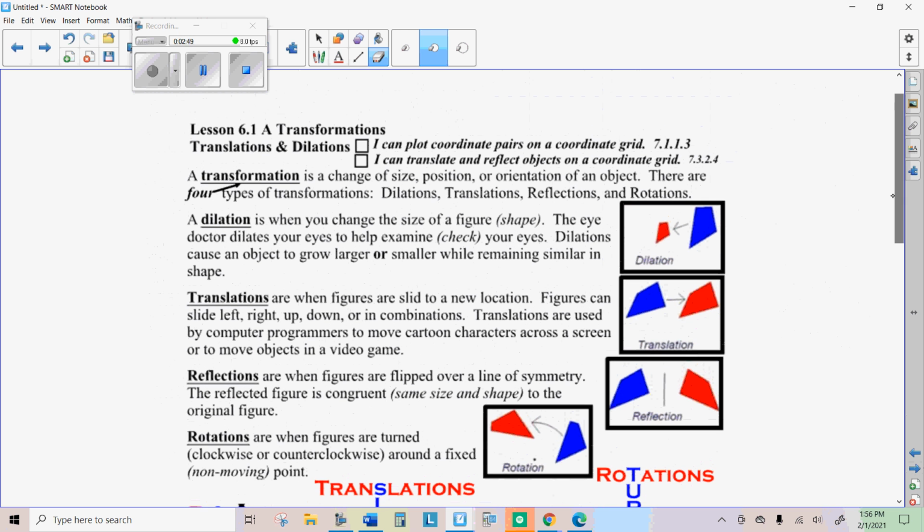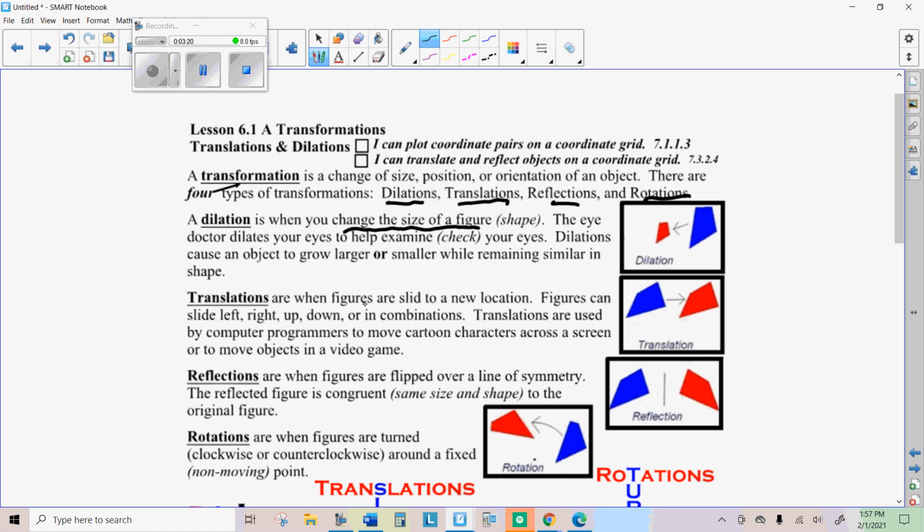We're going to talk about translations and dilations. A transformation is a change of size, position, or orientation of an object. And there are 4 different types. There's dilations, translations, reflections, and rotations. A dilation is when you change the size of a figure. If you've ever been to an eye doctor and had your eyes dilated, you notice that your pupils change size.